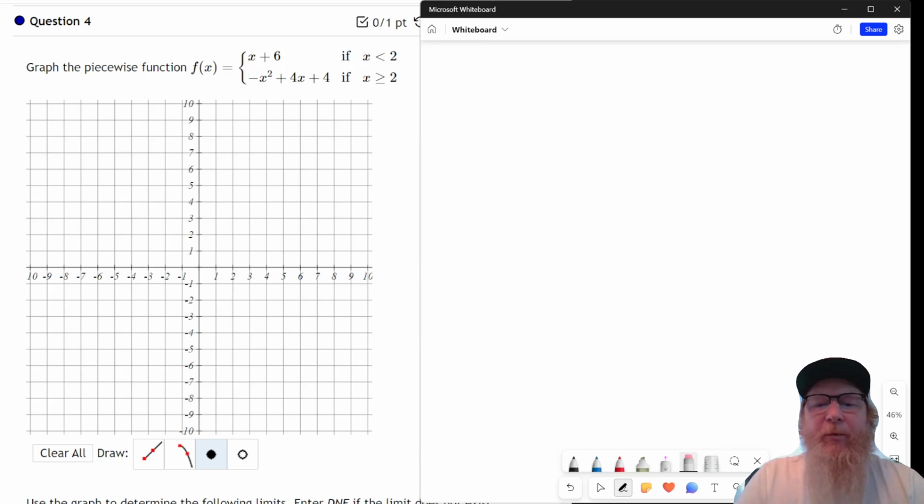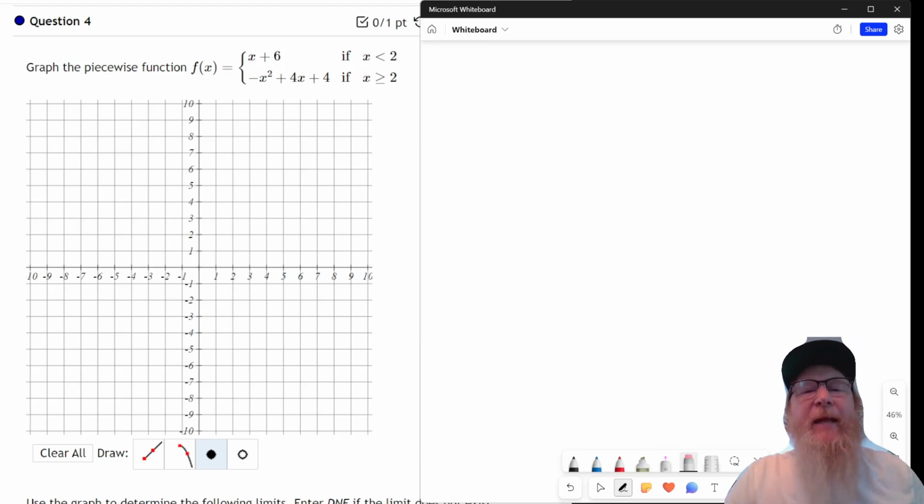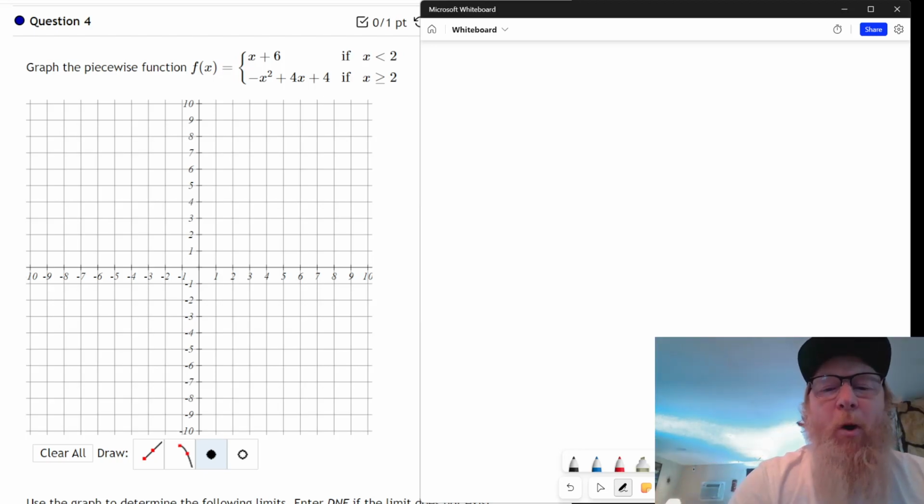I'm here on the computer to show you how to graph a piecewise function using the graphing tools. If you've never done this before, it takes a little practice. So on the homework, you're going to first look at what we call piece one, or what I call piece one. I'm just going to put P1.